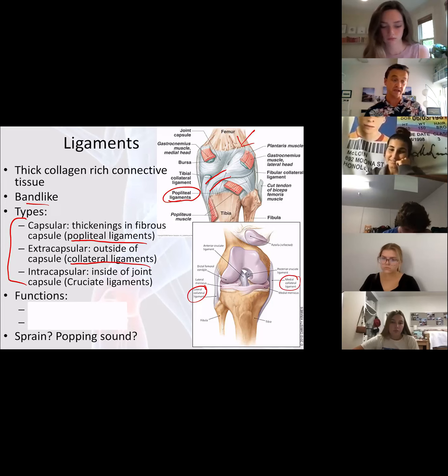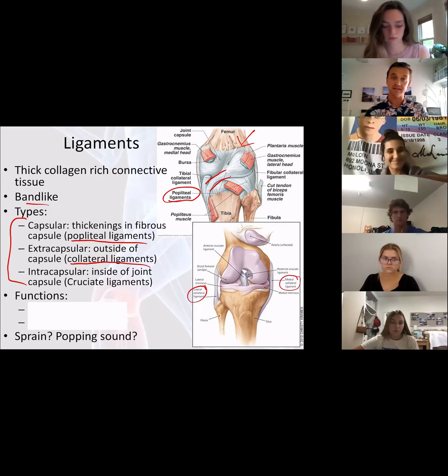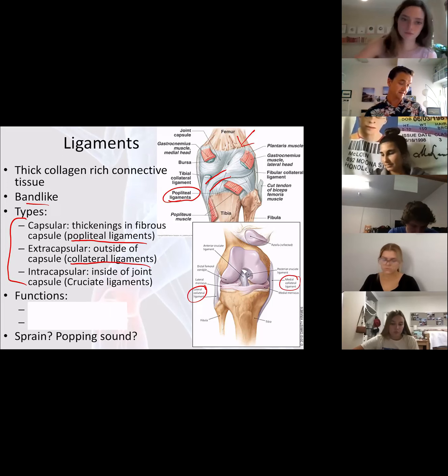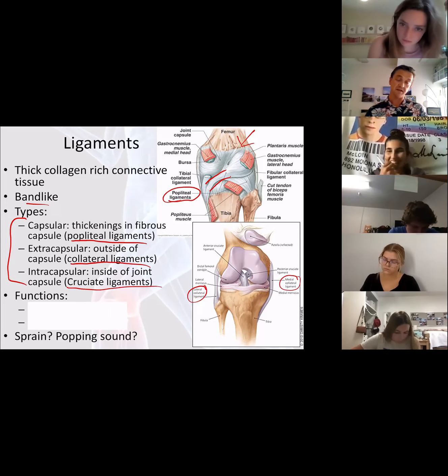Okay, and then we have intracapsular ligaments. These are just completely inside the joint. They're not even touching the joint capsule at all. They're fully on the inside. Okay, and a good example of these in the knee would be the cruciate ligaments. So the ACL right there and the PCL.